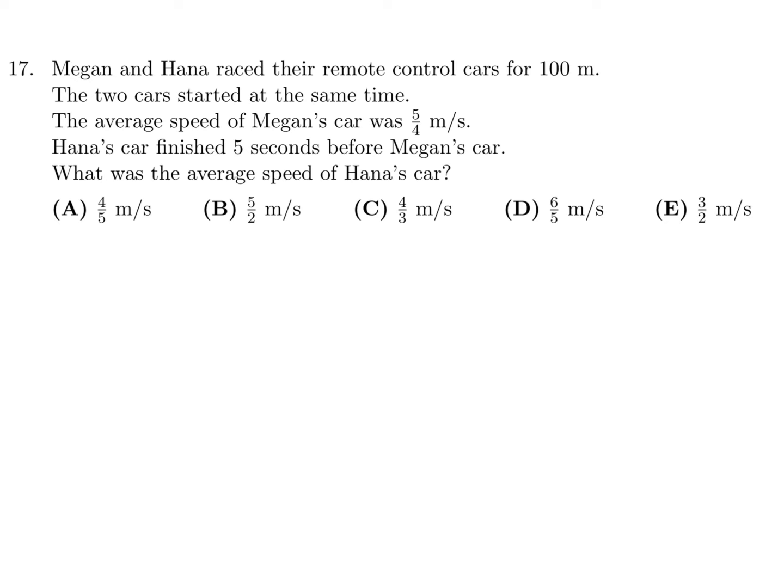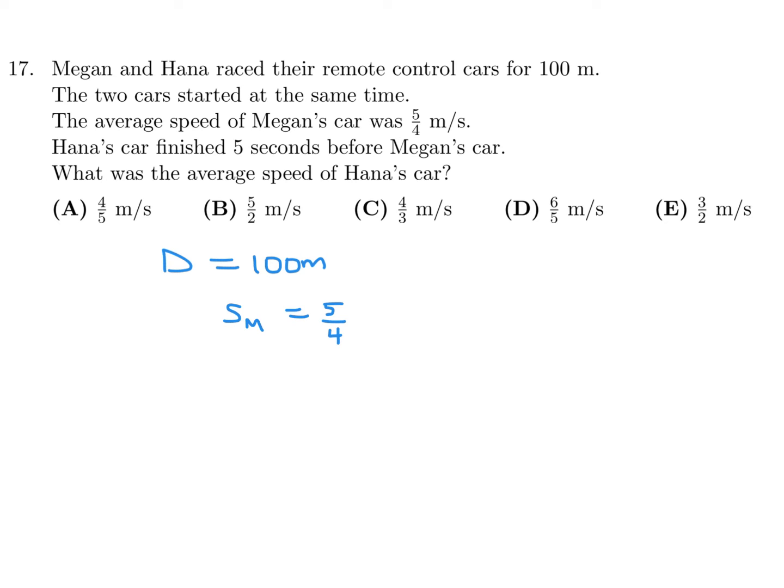Megan and Hannah raced their remote control cars for 100 meters. The two cars started at the same time. The average speed of Megan's car was 5 over 4. Hannah's car finished 5 seconds before Megan's car. What was the average speed of Hannah's car? Okay, so distance is 100 meters. The speed of Megan is 5 over 4.